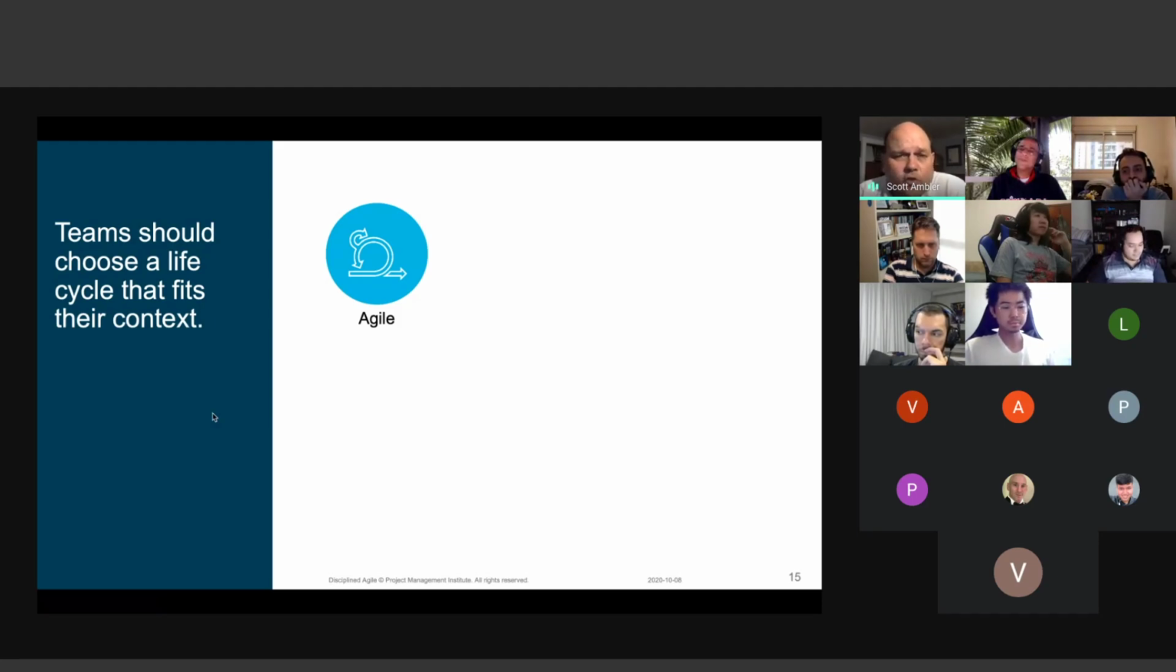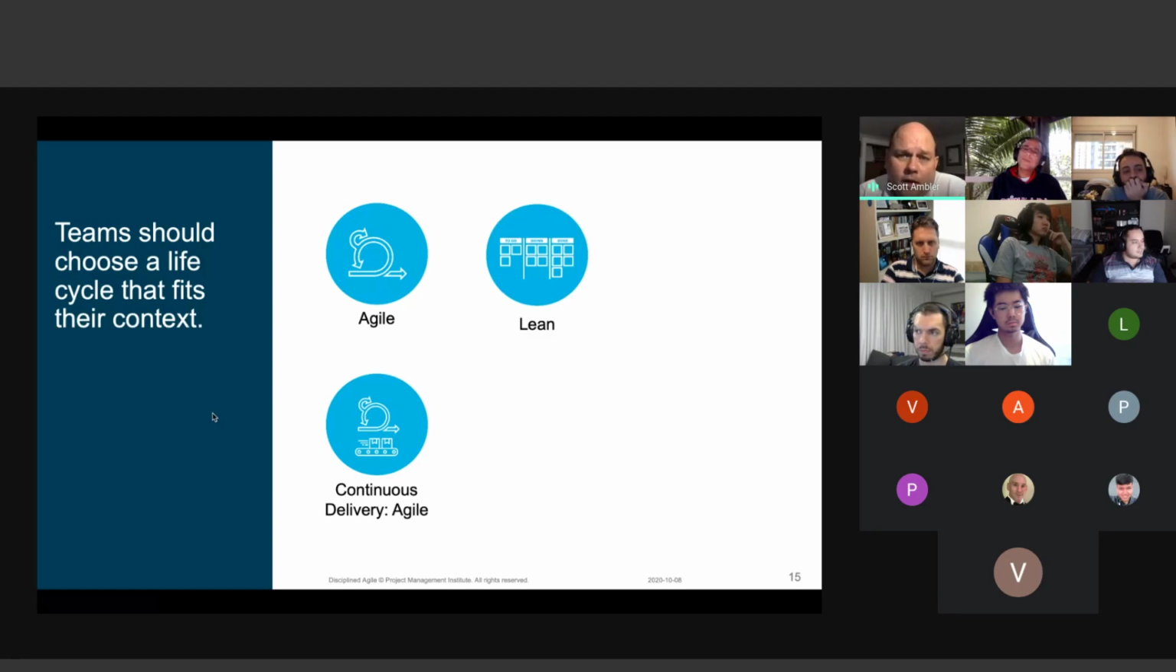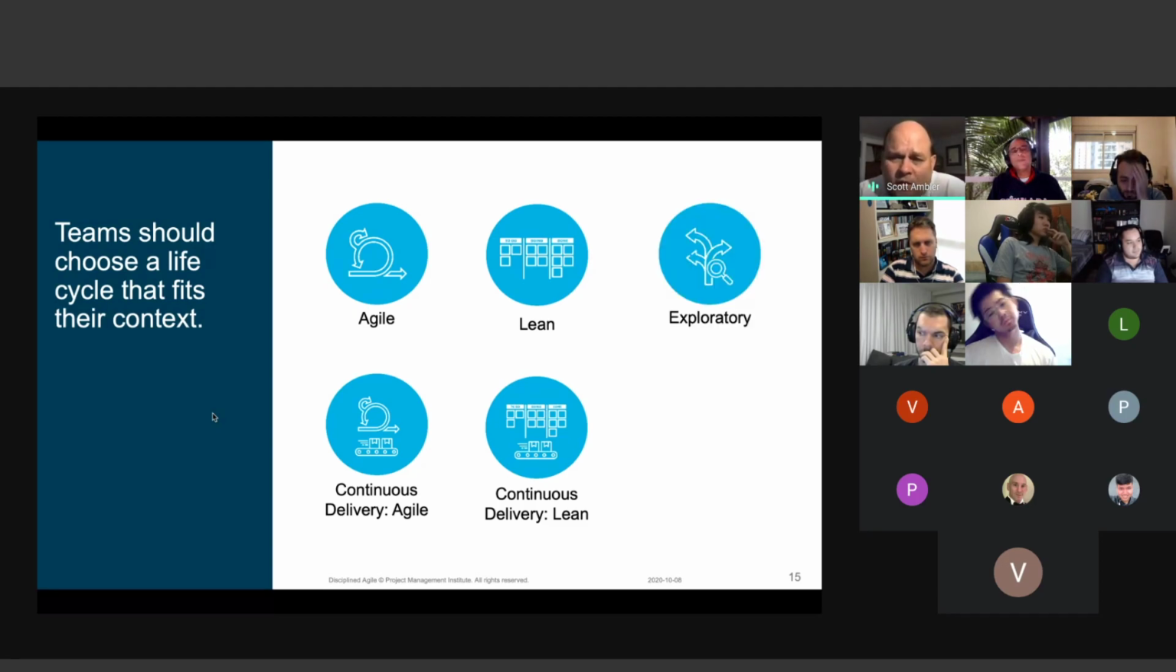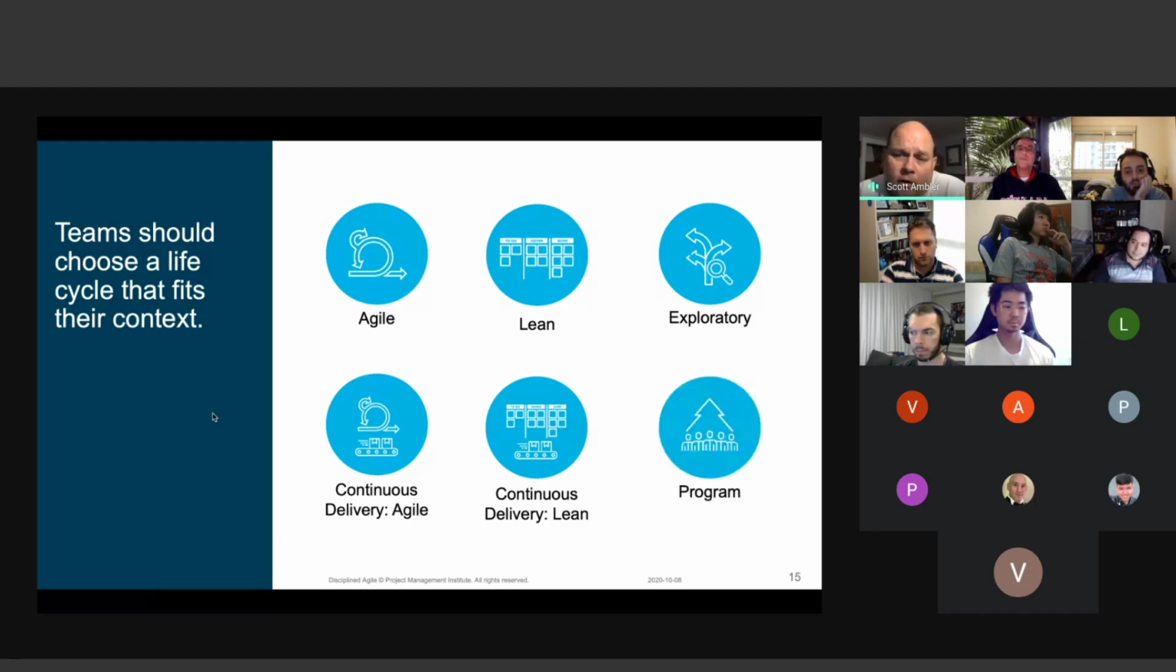So we support an Agile Scrum-based project life cycle. We support an Agile Scrum-based continuous delivery life cycle, more of a DevOps type of approach. We support a lean Kanban-based project life cycle. We support a lean Kanban-based continuous delivery, not a project life cycle, more along the lines of DevOps. We support an exploratory approach based on lean startup. We also support a team of teams approach based on just doing it right.